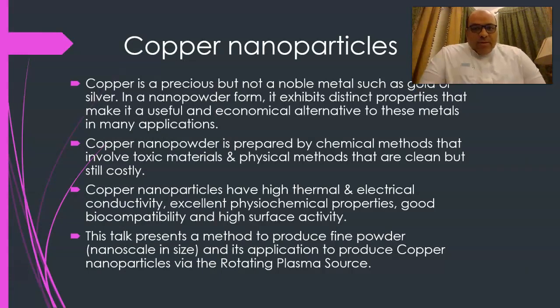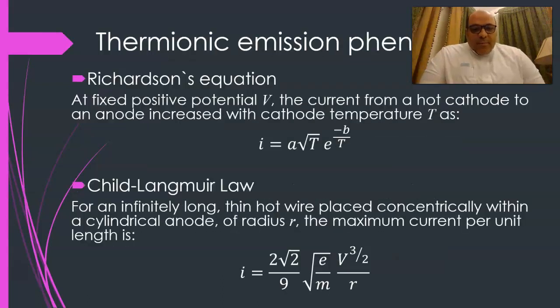The copper nanoparticles have special properties that are described in these slides, and they can be used as a substitute for precious and noble metals such as gold and silver and platinum. I want to talk about the science behind the proposed concept, the thermionic emission phenomenon, which has been abandoned for a long time. Basically, this phenomenon is described by the Richardson equation and the Child-Langmuir equation.